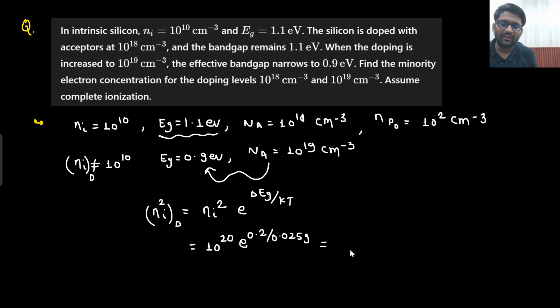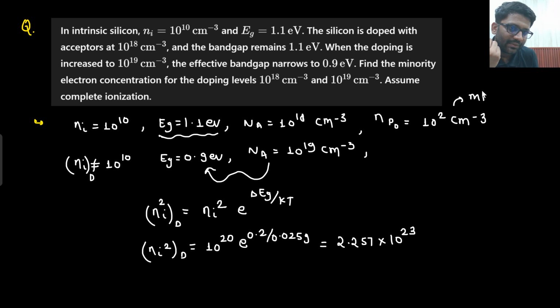2.257 into 10 to the power 23. This much Ni square we are getting, Ni square after doping. So here, this was my minority carrier concentration under equilibrium when this was my Eg value.